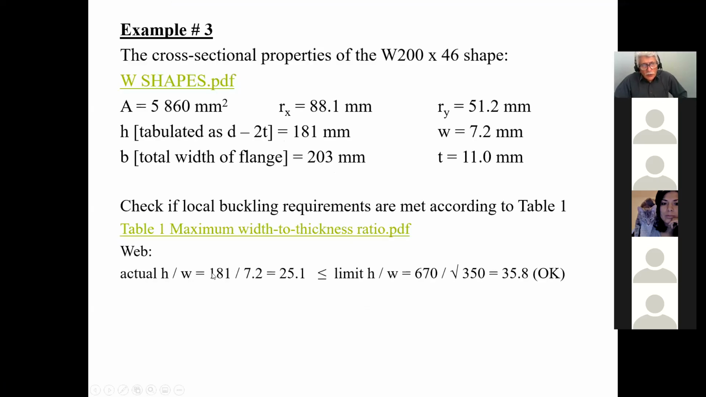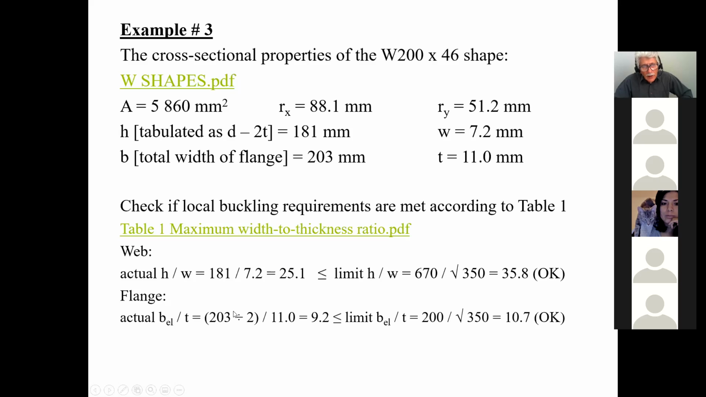So here we go. We have H over W, 180 over 72. That's 25.1, compared against the ratio of 650 divided by the square root of 350, and therefore I get 35. That's good. Then for the second one, I take half of B, which is BEL, divided by T. I end up getting 9.2, and that's less than 10.7. So far, so good. I meet the criteria of table number one. I can either use that formula or I can use the tables, okay?